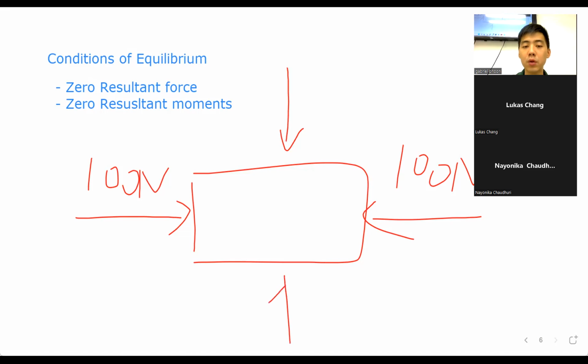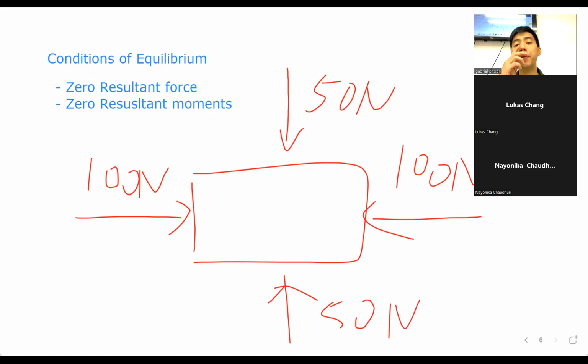Alternatively, an upward force equal to your downward force is also going to be in equilibrium, as long as they cancel each other off. The first condition, 0 resultant force. This is the first condition. The second condition is going to be 0 resultant moments.